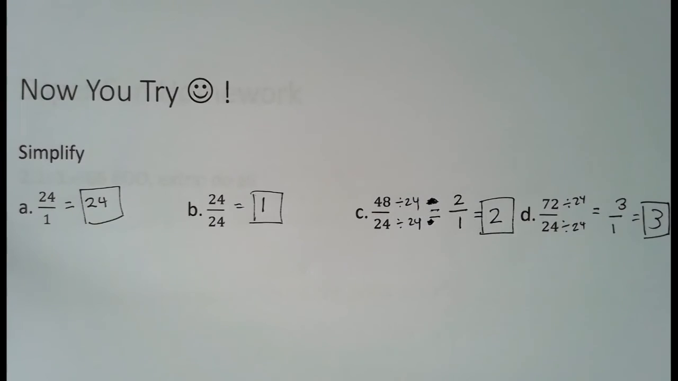So, here we go. Simplifying the following fractions. 24 over 1 is the same as saying 24, so that's simplified. 24 over 24, again, any number over itself is equivalent to 1. 48 over 24, you can divide top and bottom by 24, and you get 2 on the top, 1 on the bottom. So that's just 2. And 72 over 24, you can also divide by 24 top and bottom. 3 on the top, 1 on the bottom, so your answer is 3.